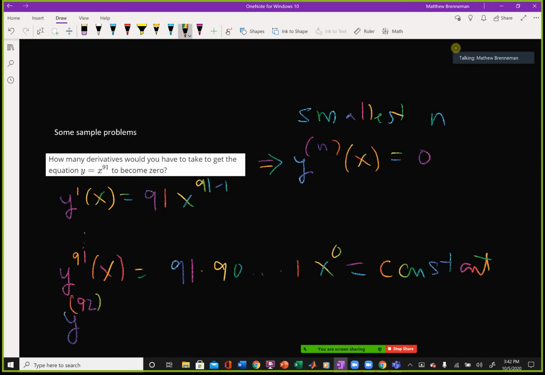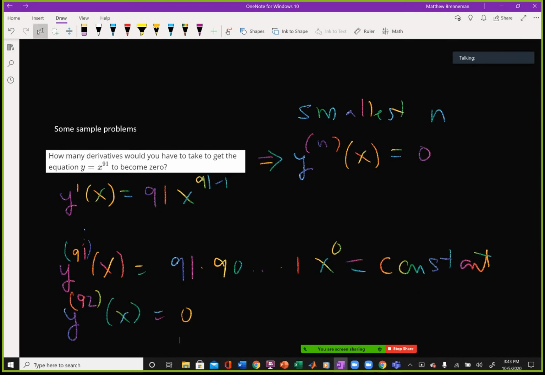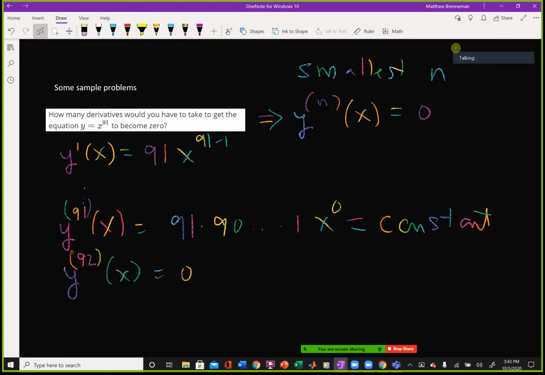And people generally write this so that they don't confuse this with an exponent. They generally write this in brackets or parentheses, because they don't want people to think this is y to the 92nd power. I'm going to get 0. Okay, so my answer is going to be 92. You have to take 92 derivatives.